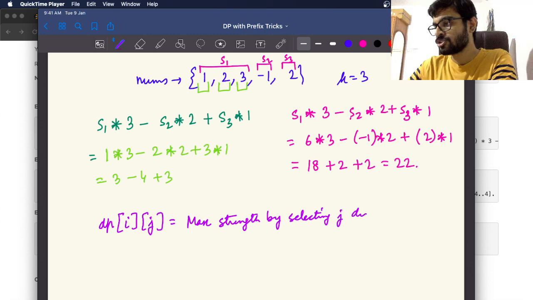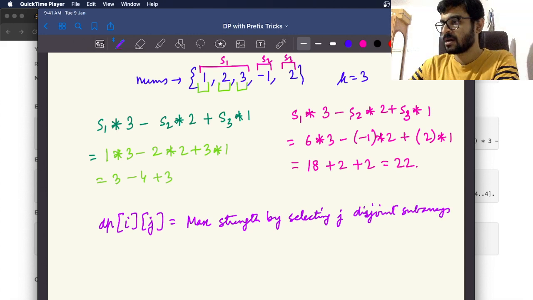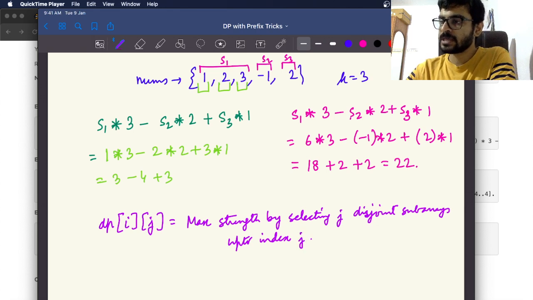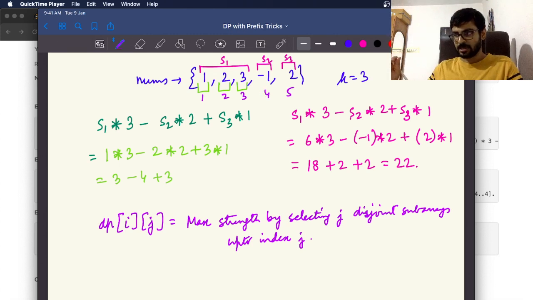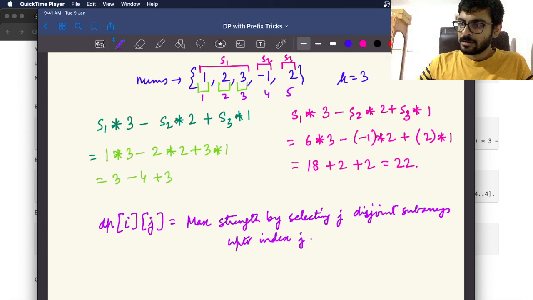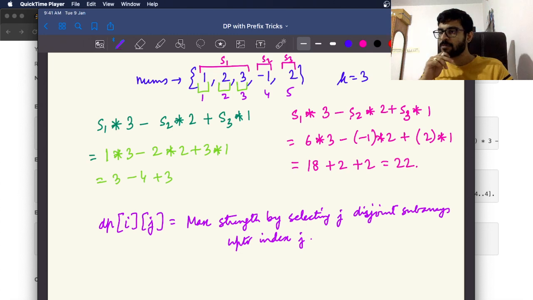j disjoint subarrays up to index j. Again, for convenience, I will assume that they are starting at index 1. So 1, 2, 3, 4, 5. So that's the maximum strength I get by selecting j disjoint subarrays up to index j. Now, how can I form the states?